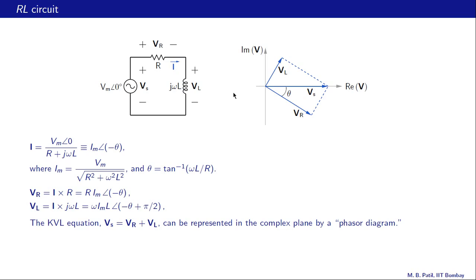So this is our phasor diagram. This vector is Vs, and Vs has angle 0, therefore it is along the x-axis, that is the real part of V. Alright, this is our Vr, and Vr has angle minus theta, that means theta in the clockwise direction, and this is our VL. What is the angle of VL? It is minus theta plus pi by 2, that means we go clockwise by theta and then we go anti-clockwise by pi by 2. That brings us to this angle. Alright, and now this equation Vs equal to Vr plus Vl is essentially a vector equation. If we add Vl and Vr, then we get Vs.